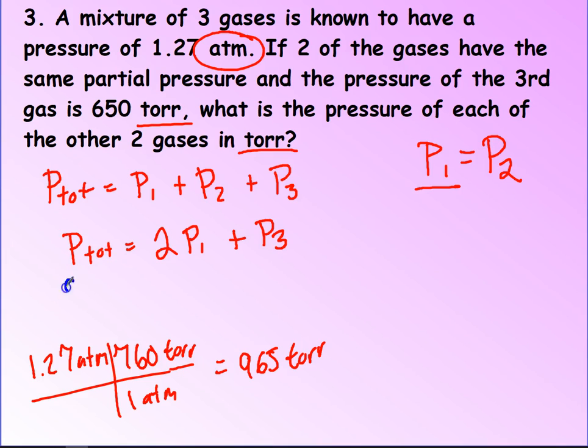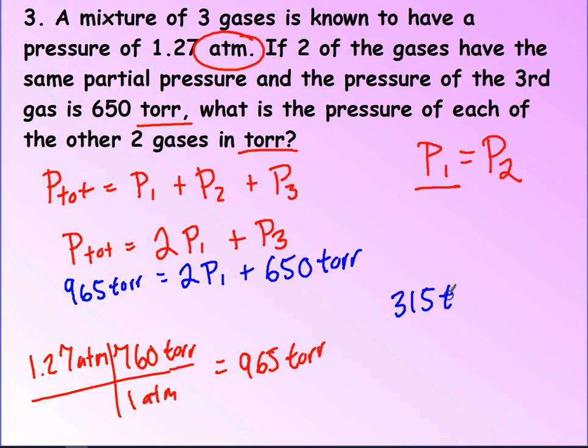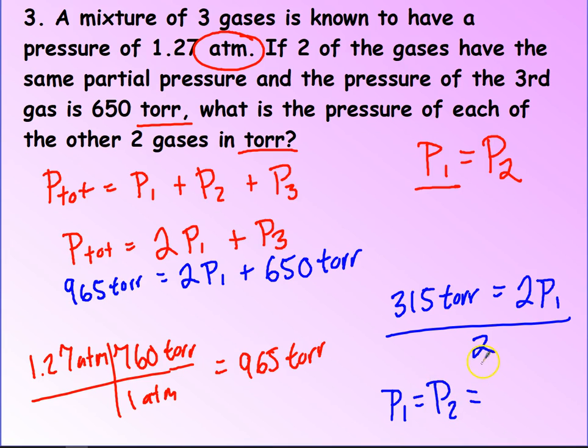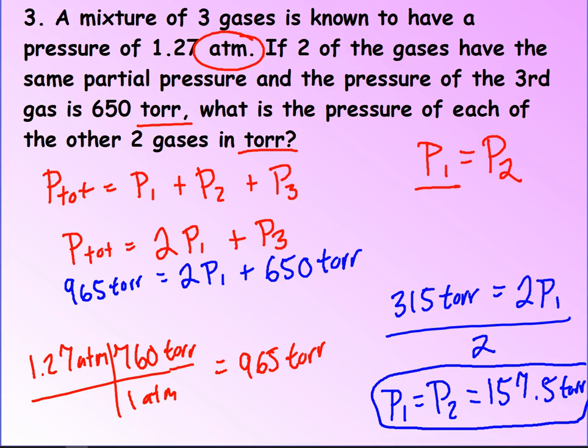So now I'm going to plug it in right here. 965 torr is equal to 2 pressure 1s plus pressure 3. This is already in torr, so 650 torr. If I solve, I'll end up getting, let's see, 315 torr is equal to 2 pressure 1s. So if I divide by 2, I'll get pressure 1, which was equal to pressure 2, which is now equal to 157.5 torr. And that would be the correct answer.